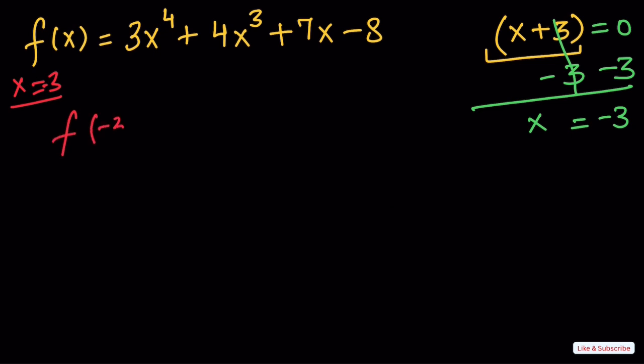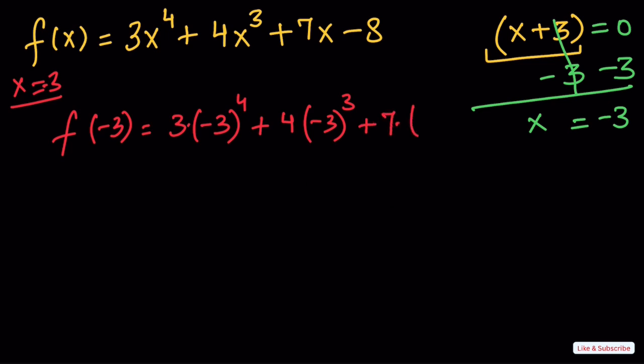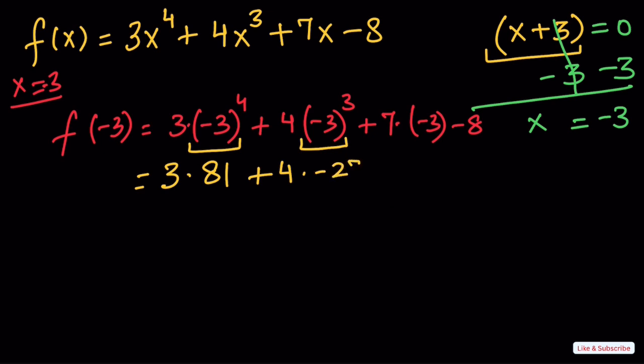That gives me f of negative 3 is equal to 3 into negative 3 raised to the power 4 plus 4 into negative 3 raised to the power 3 plus 7 into negative 3 minus 8. Now 3 times, what's negative 3 raised to the power 4? That is negative 3 times negative 3 times negative 3 times negative 3. That's going to be 81. Now 4 times, what's negative 3 raised to power 3? That is negative 3 times negative 3 times negative 3. That is negative 27. What is 7 times negative 3? That's negative 21 minus 8.